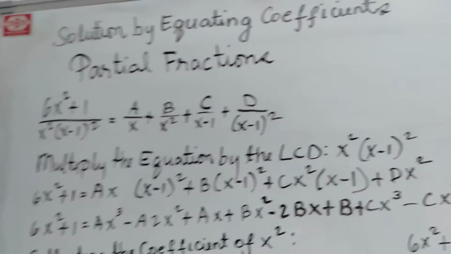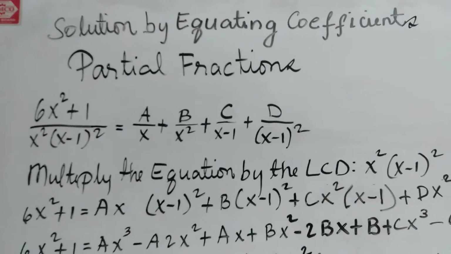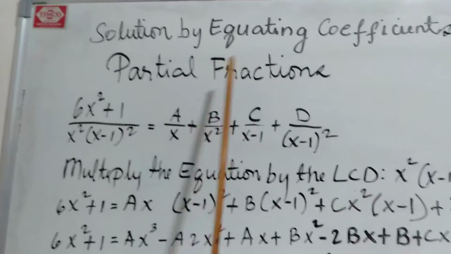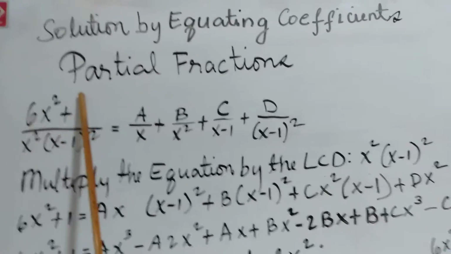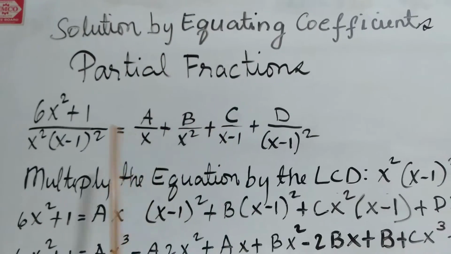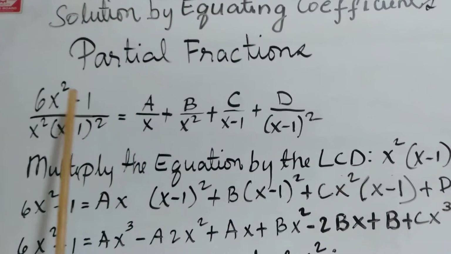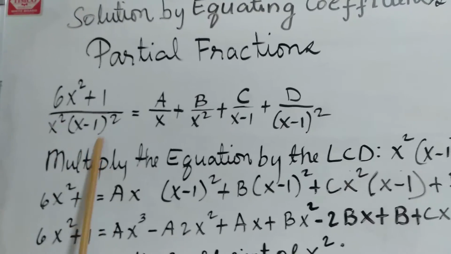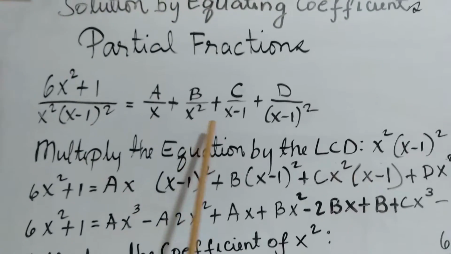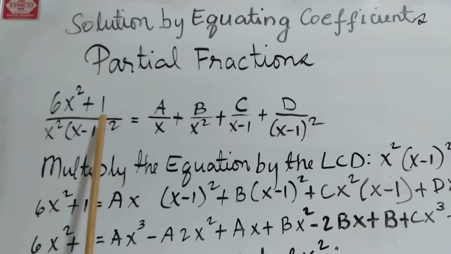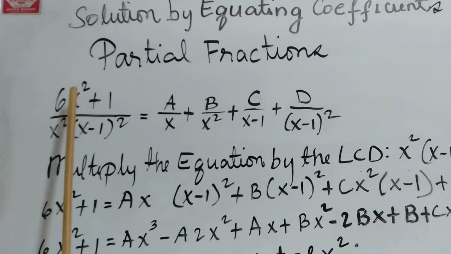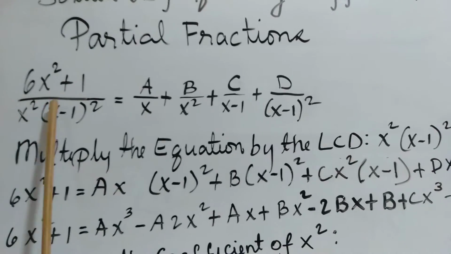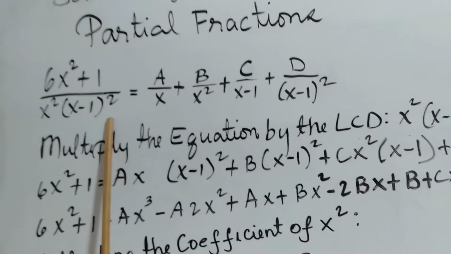Now we're going to discuss solution by equating coefficients in solving the decomposition of partial fractions. So we have this fraction given here. We are asked to resolve this into partial fractions. Given here is 6x squared plus 1 over x squared times quantity x minus 1 quantity squared.